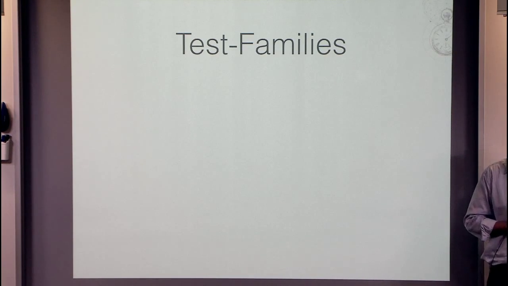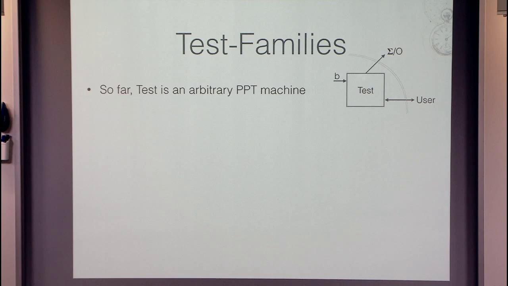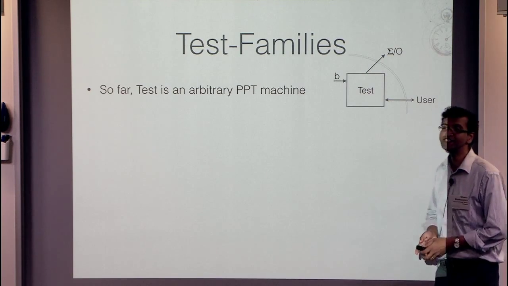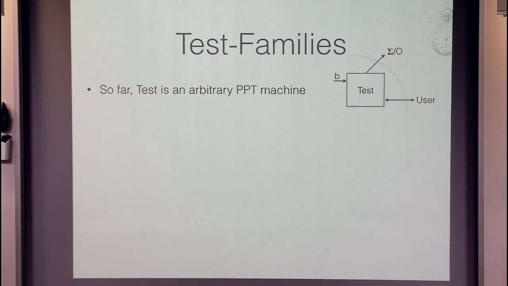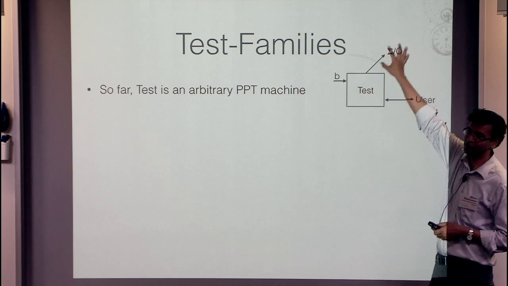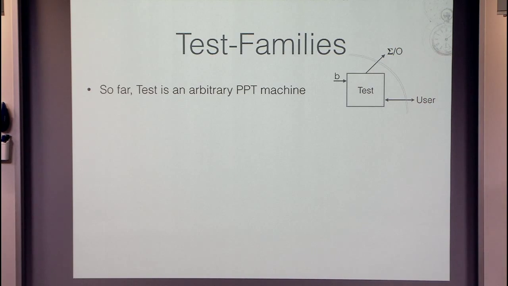So that brings me to this notion of test families. It's seemingly weaker, but they are both impossible, so they are the same. But I have some knob I can turn to try and get weaker security definitions, and that knob is the choice of the test family. So far, the test was an arbitrary polynomial time machine. What is a test? It's some machine which takes a bit B, interacts with the user, and uploads agents which are either going to the ideal world or to the obfuscating algorithm. So it doesn't know which one it is. That's what a test is.